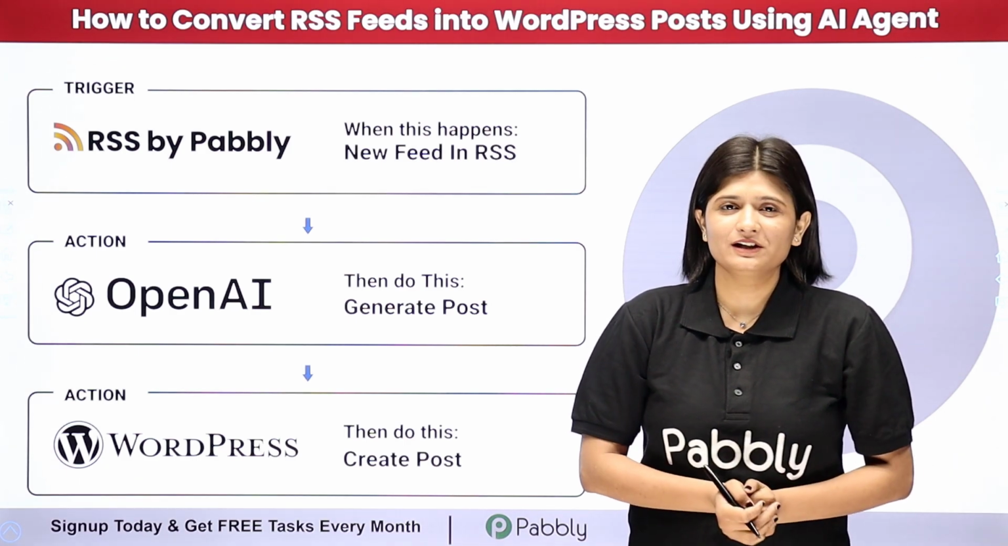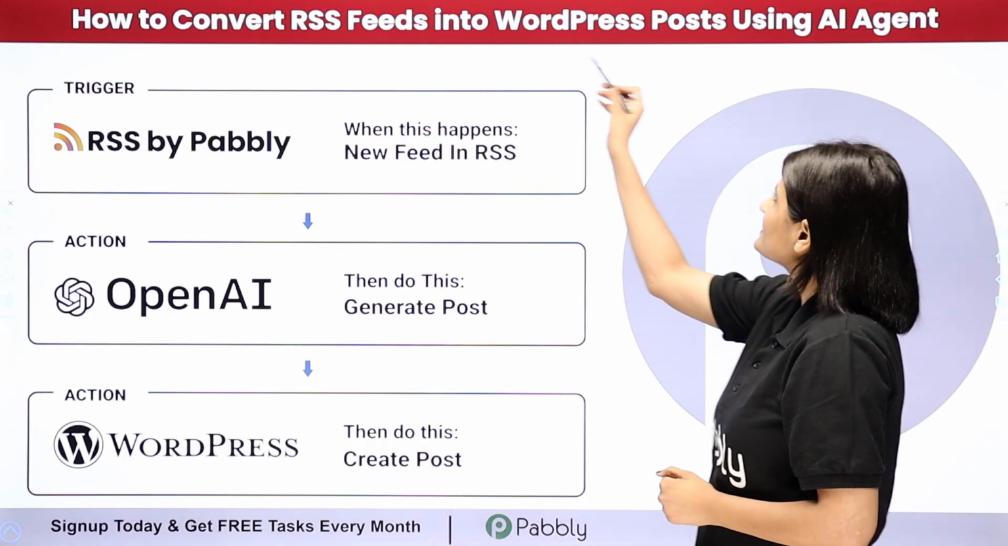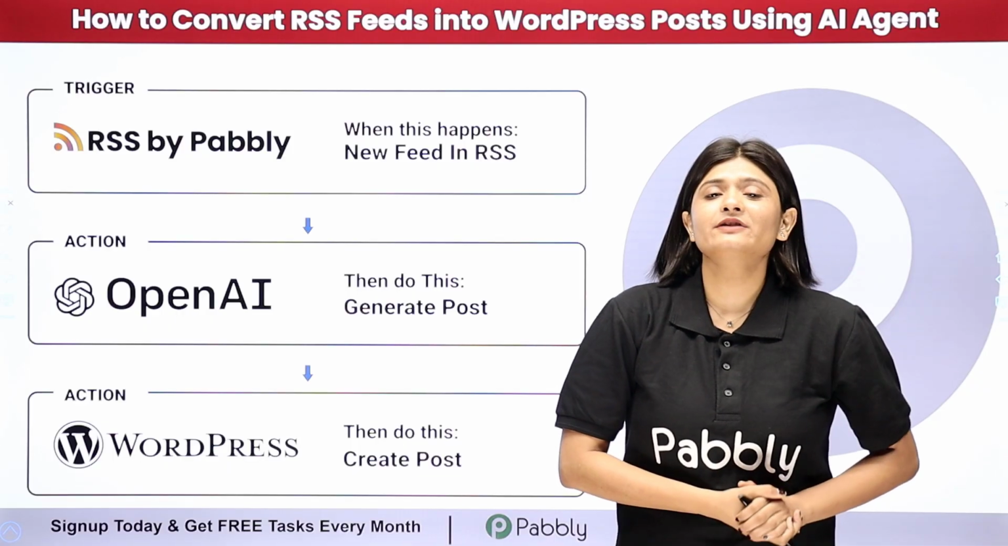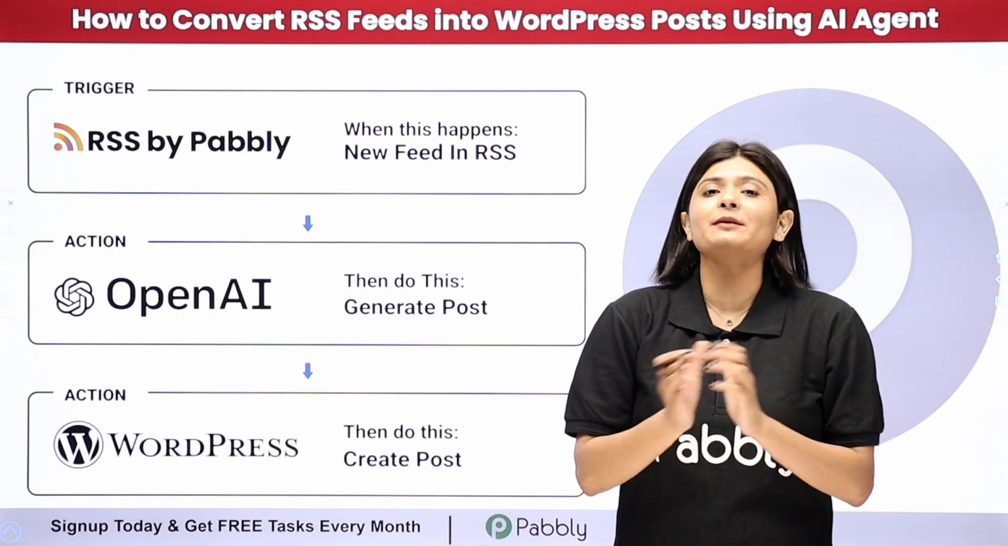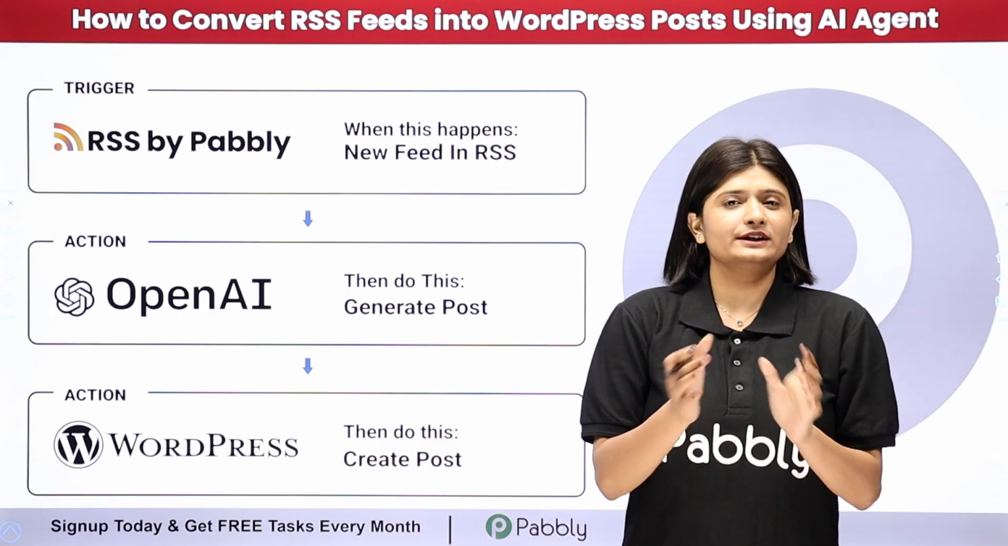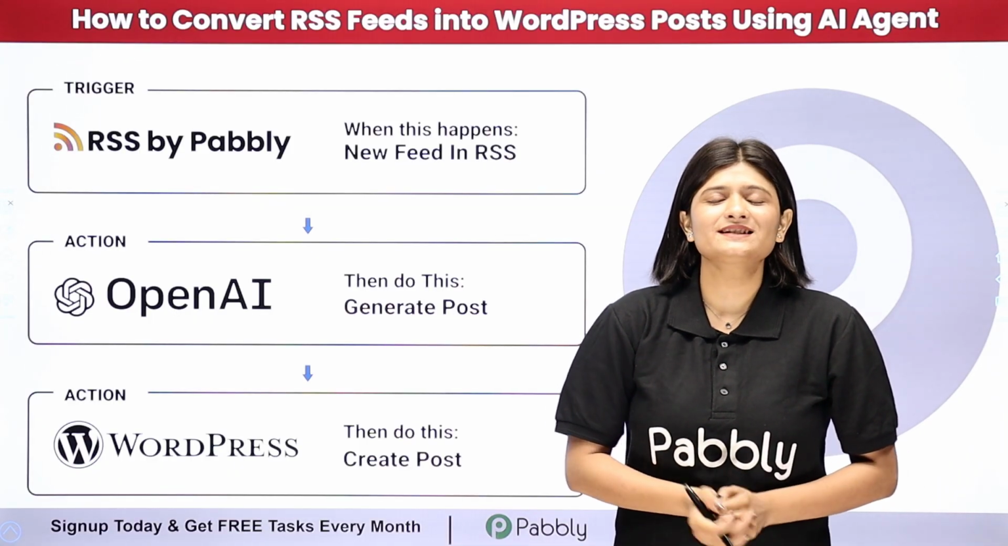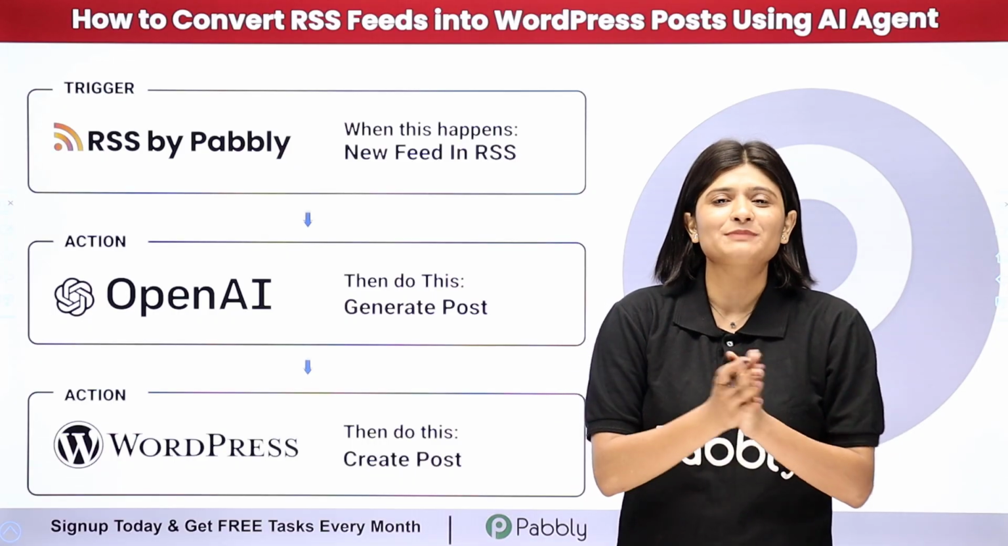In this video, we are going to learn how to convert RSS feeds into WordPress posts using AI agent. So let's suppose I'm a fitness content creator and I want to keep my WordPress updated. Doing this manually will consume a lot of time, so I'm completely going to automate this process, and to do this automation, I'm going to use Pabbly Connect.